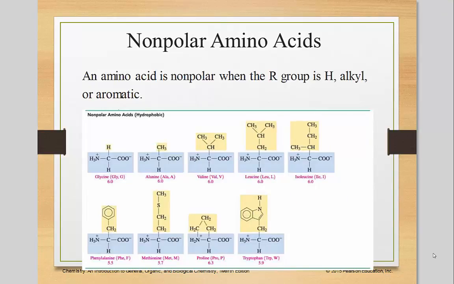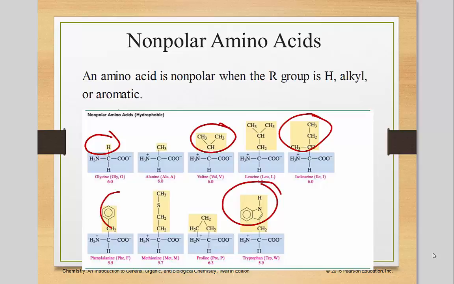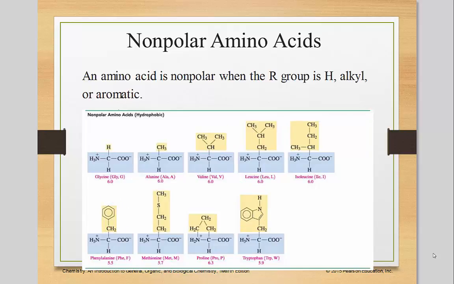Notice in order for that to happen, it has to be a hydrogen or an alkyl group, or even an aromatic. While we're on this slide, I want to take a second to compare these R groups. There's only one R group here that's not chiral, that's achiral. This here is achiral. All the rest of these are chiral. The reason why this one's achiral is because you have two hydrogens on it. All the rest of them have four different things on it.